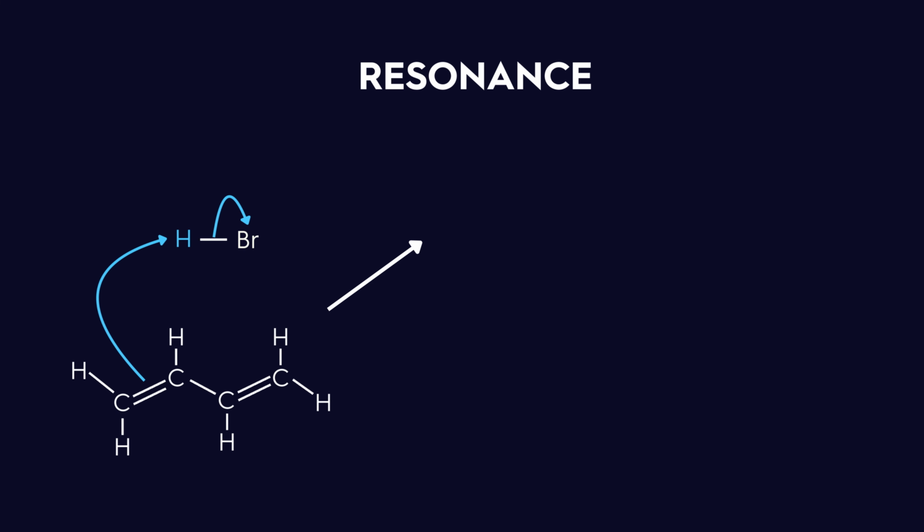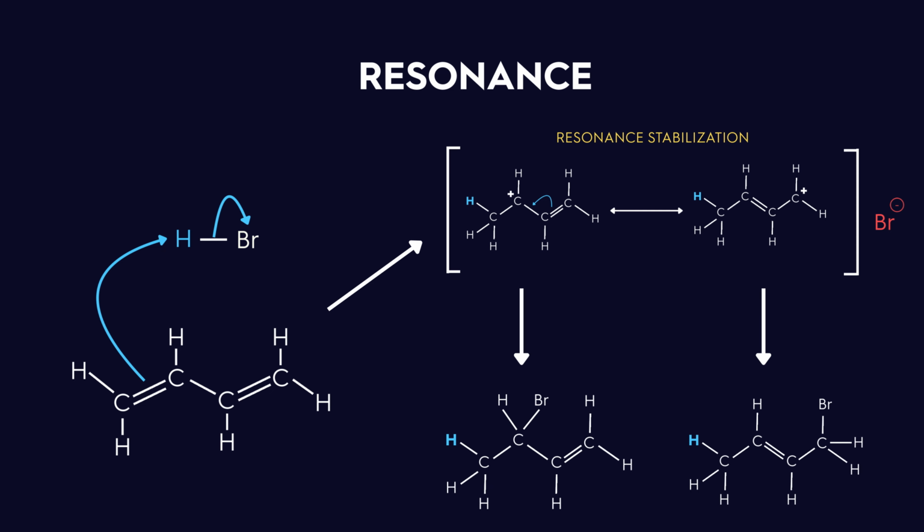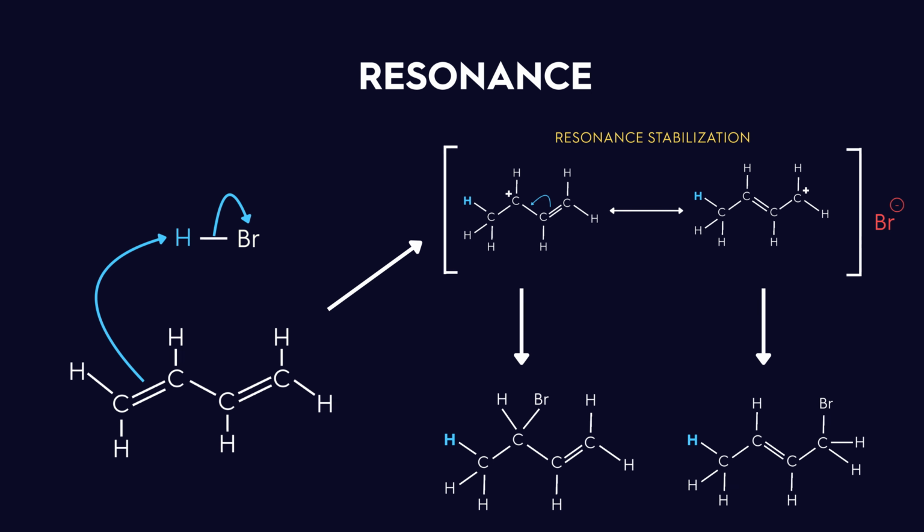Resonance can change the story. In an allylic carbocation, the positive charge sits next to a double bond, allowing it to spread across two carbons through resonance. This resonance stabilization can outweigh the effects of simple substitution, sometimes leading to mixtures of products that reflect the different resonance forms. Here are a few quick fixes to keep in mind.